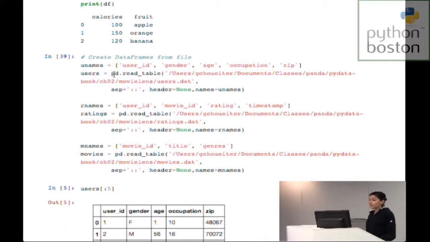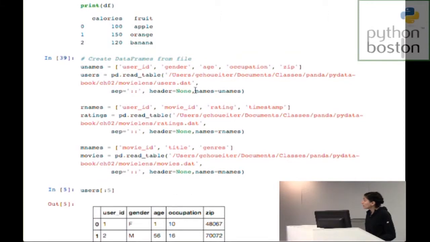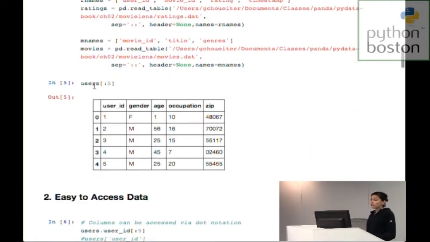The way I'm doing that is using the read_table function. The read_table function will, of course, take the input file that you want to read. It also takes the separator, which in this case is 2 colons. Then I specify that the header is None because this file has no header. Otherwise, it'll take the first row as the header. And then I'm specifying the names of the columns, which I, again, know in advance. Once I do that, and I do that for the other tables as well, if you do users column 5 using the slicing notation, it should be common for you from NumPy arrays.